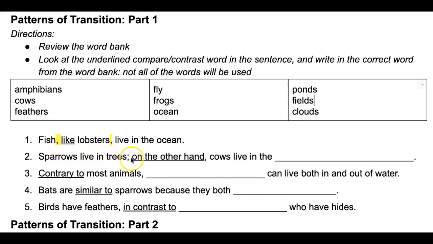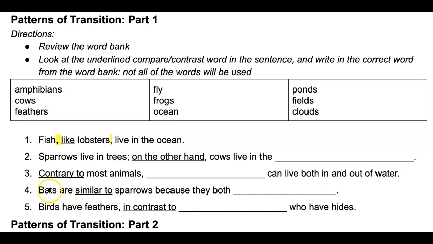Sparrows live in trees. This is a semicolon. I want you to notice a semicolon, and then this is on the other hand, which is contrasting, and then you have your comma here. So I want you to also highlight these punctuations here because this is another sentence structure I'd like you to use. And then you would write cows live in the, and obviously it's not going to be trees. You'll pick a different word up here and put it here. Here's another sentence structure. Contrary to most animals, I want you to highlight that comma. Blank can live both in and out of water.